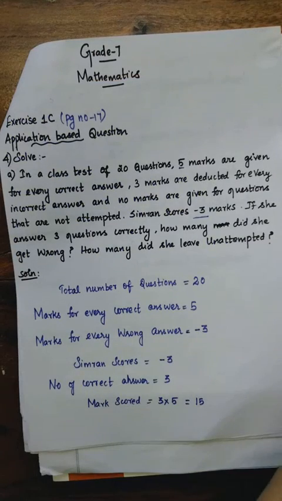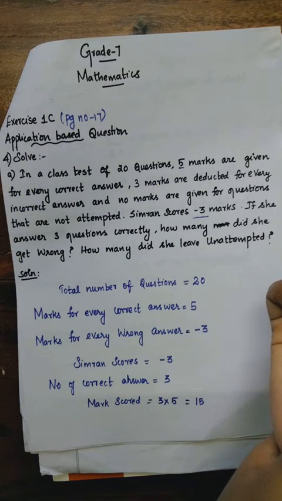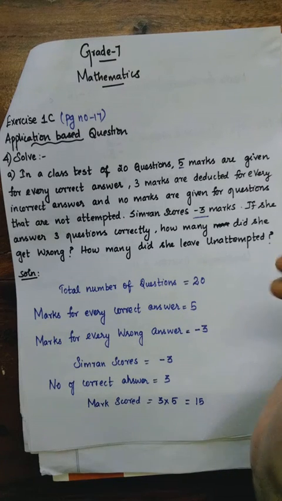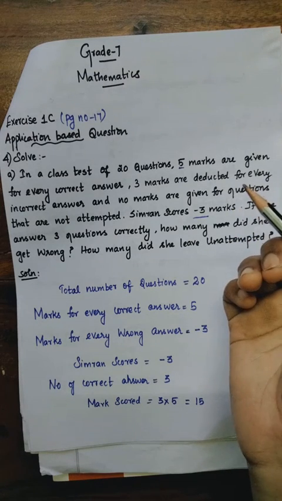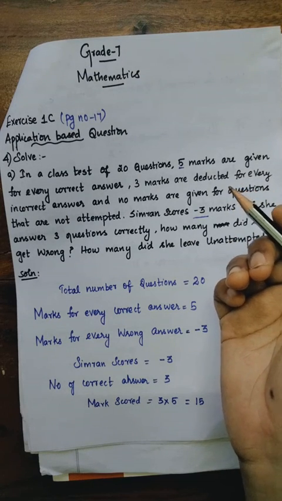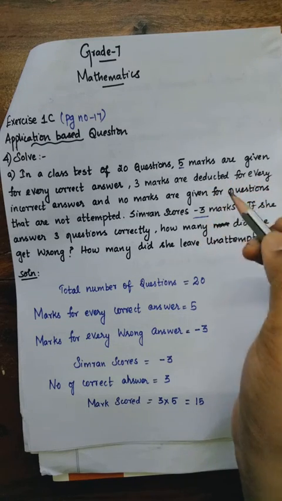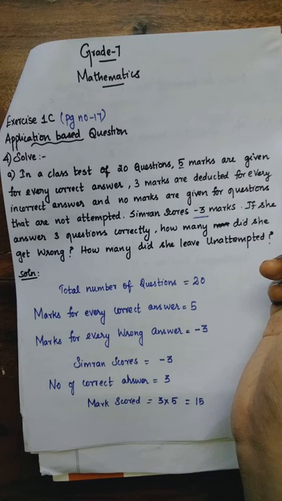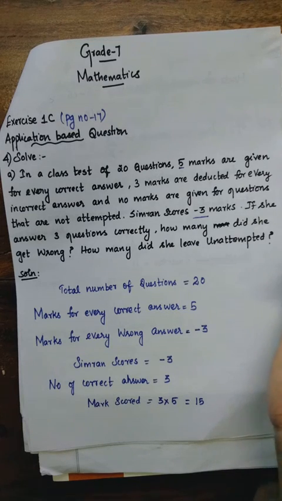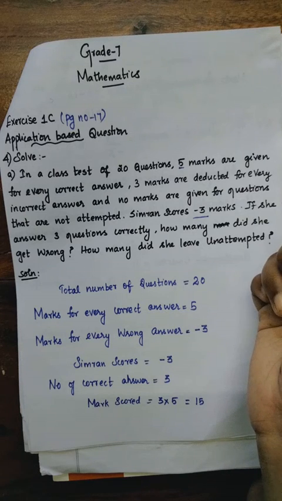Okay, our next question, Exercise 1C, question number 4, part A. In a class test of 20 questions, 5 marks are given for every correct answer and 3 marks are deducted for every incorrect answer. No marks are given for questions not attempted. Simran scores minus 3 marks if she answered 3 questions correctly. How many did she get wrong and how many did she leave unattempted?